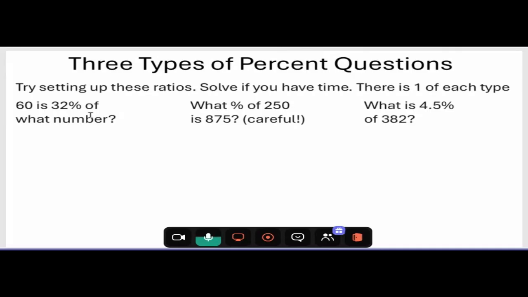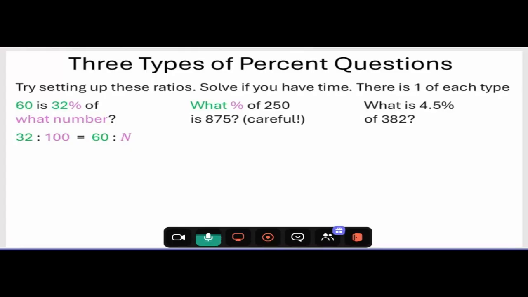So for each of them, I'm going to try and spot the percentage first. On this question here, that's easy. It's 32%, so I'm going to start with 32 to 100. And now on the right, I just have to identify the part and the whole. 60 is 32% of what number? The what number is the whole, and the 60 is the part. 60 out of what is 32%?